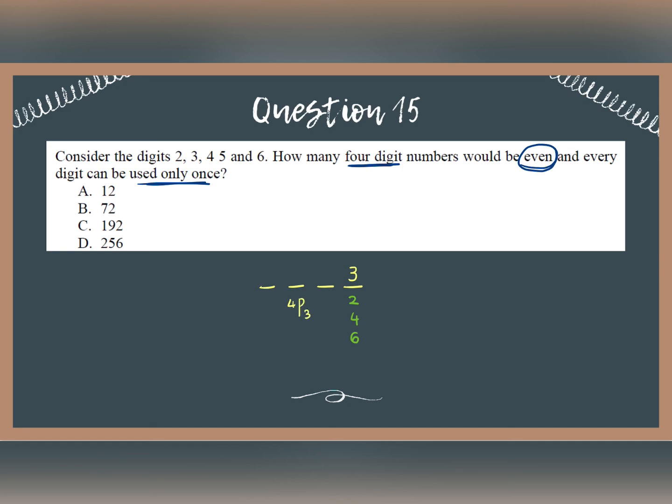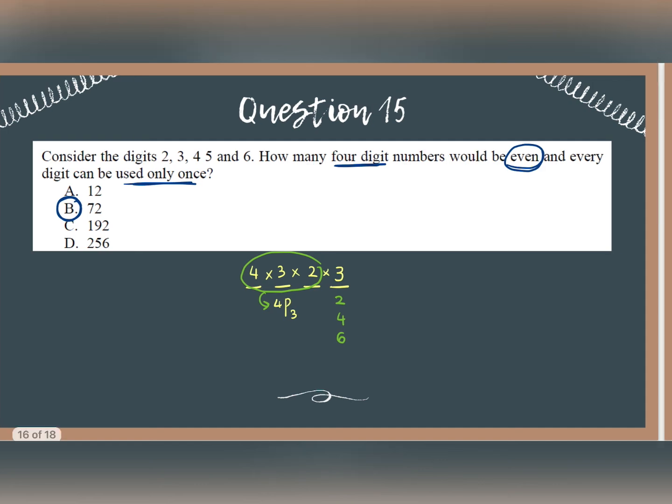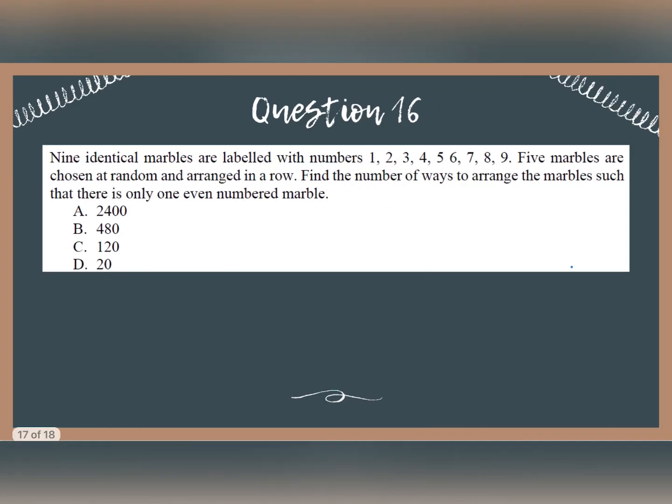Ataupun maybe ada yang nak tulis sebagai, okay, sini dah ada 3 tempat. So depan ini akan jadi 4 times by 3 times by 2. Okay. So ini pun sama juga maksud dia dengan 4P3. Alright. So it will be berapa tu? 72 numbers lah. Okay. Bila kamu buat 4P3 times by 3, kamu akan dapat 72 and the answer is B. And last question, question number 16.